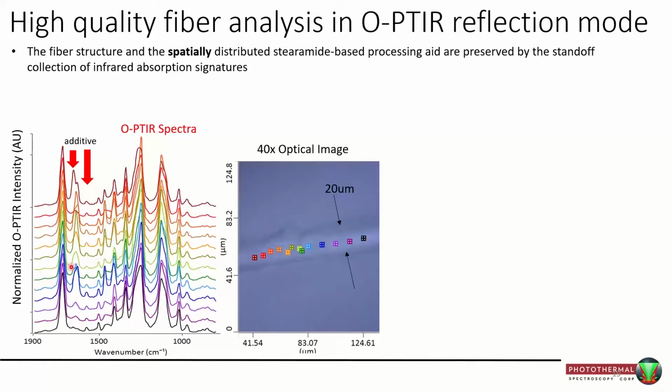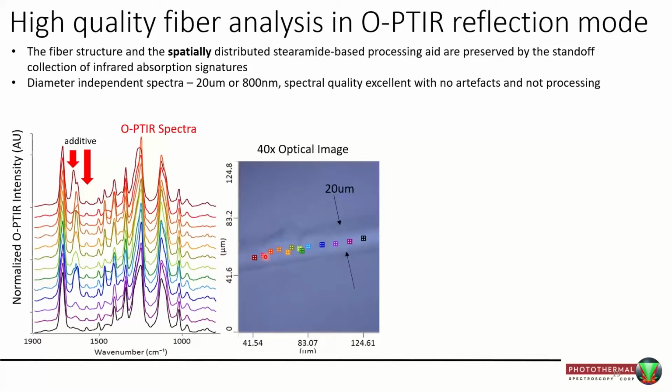So we get excellent looking PET spectra. These are raw spectra, mind you. This has not been corrected in any way whatsoever. So we've got strong PET spectra, and we can see some additive peaks that are changing along the length. So it goes to show that, at least in this case, the coating wasn't uniform.